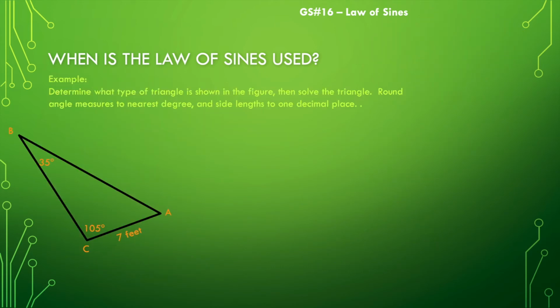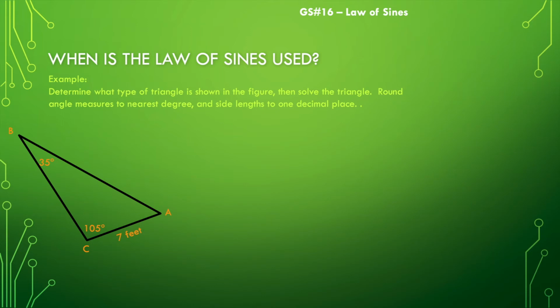Here's an example of a triangle. And what we are asked to do with this is determine what type of triangle is shown and then solve the triangle. Round angle measures to the nearest degree and side lengths to one decimal place. Okay, so look at what you're given here. How many side lengths are given? How many angle measures are given? And what's the relationship between the side lengths and the angle measures that are given?